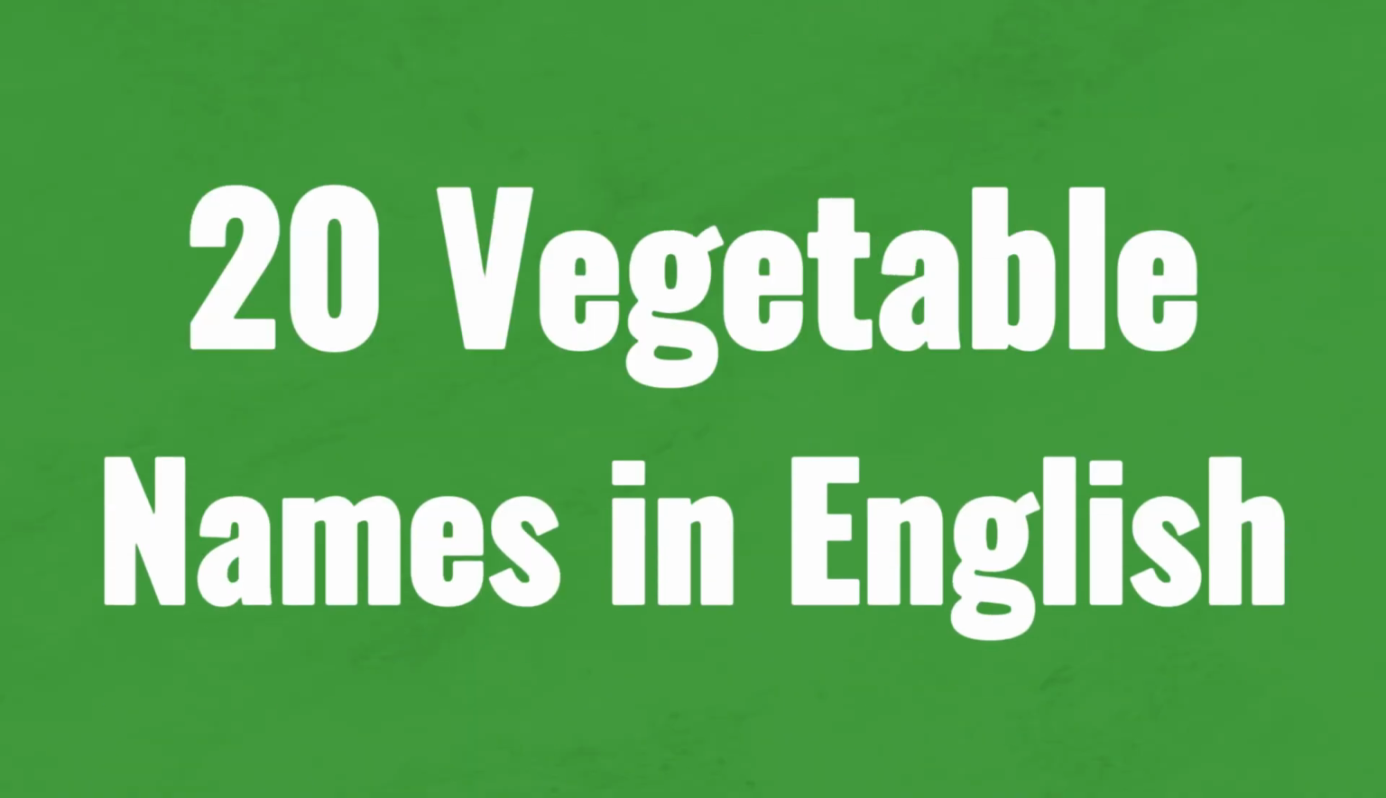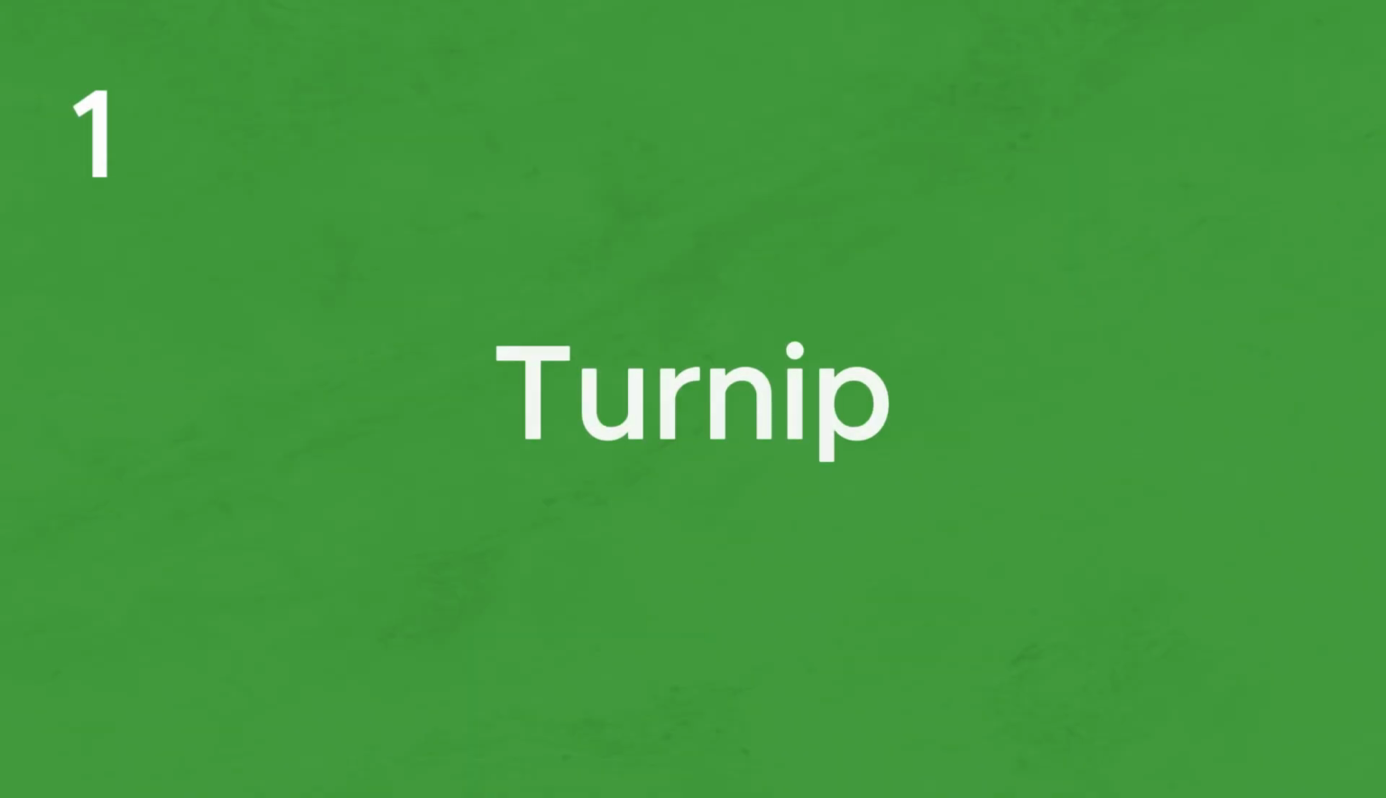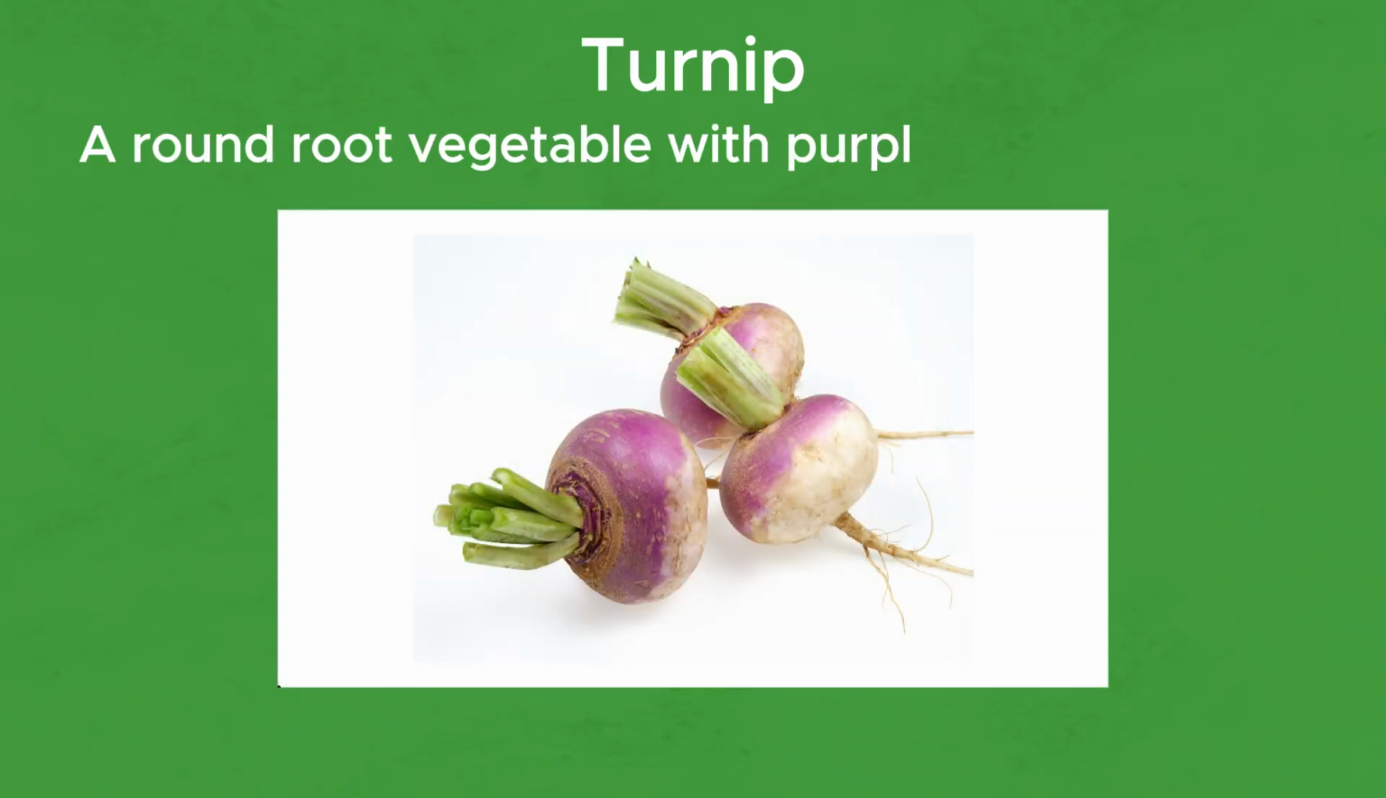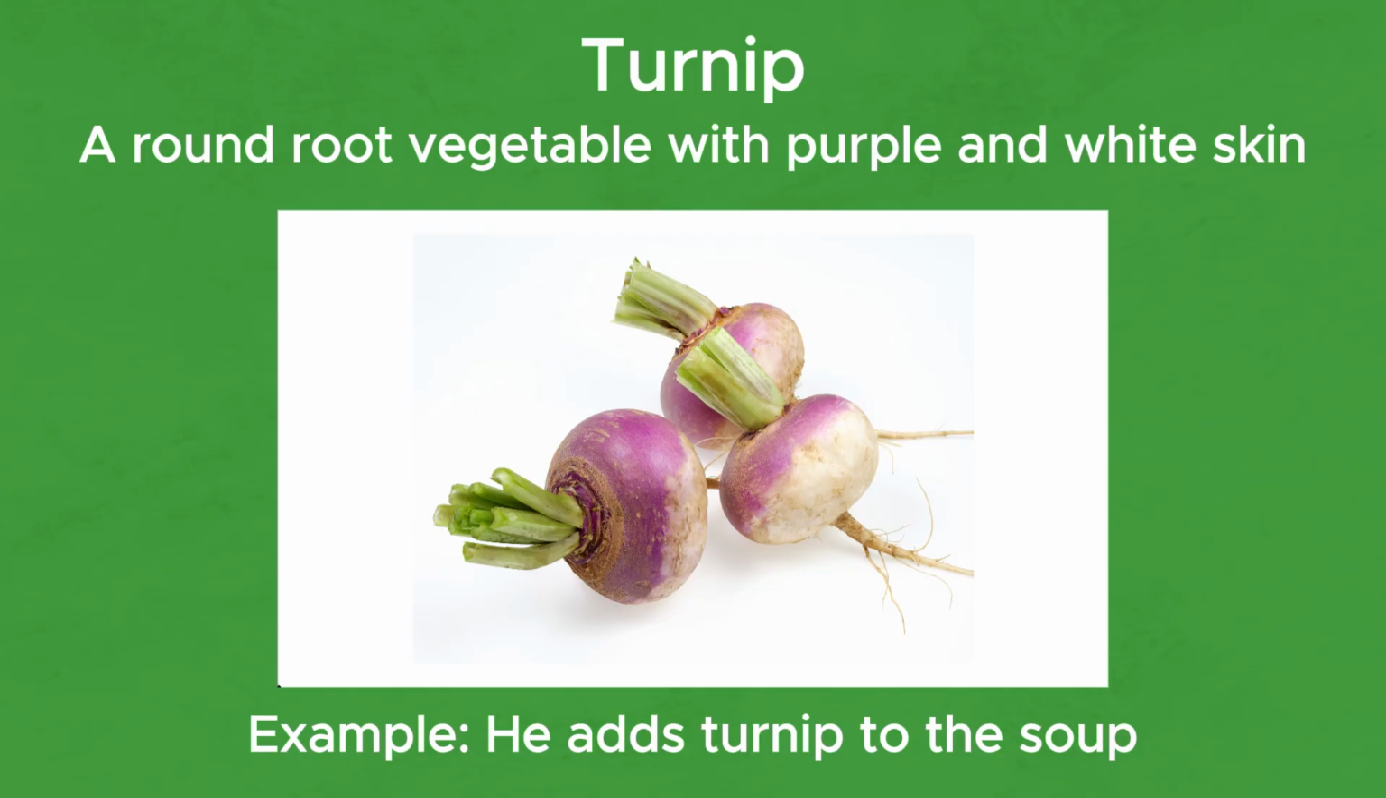20 vegetable names in English. Turnip. A round root vegetable with purple and white skin. Example, he adds turnip to the soup.